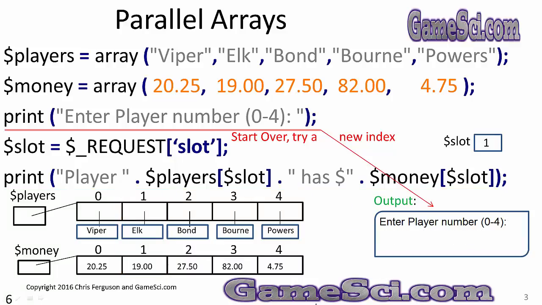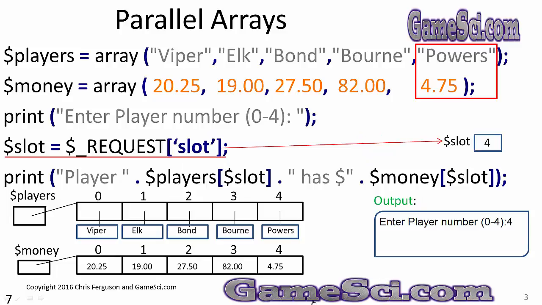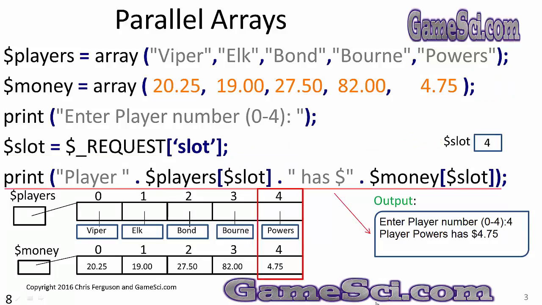Let's start over and try it again. Let's ask the user to enter a player number between 0 and 4. And this time, let's have them enter a 4. The player is requesting the data in slot or index 4 of the array. I put a red box around it up here to show you what position 4 is. When I go to print out what's in position 4 of the array, out comes the word player. Then I access slot 4 of the players array, and there's my Powers. Has this amount of money, and I access slot 4 of the money array, and there's the 4.75.